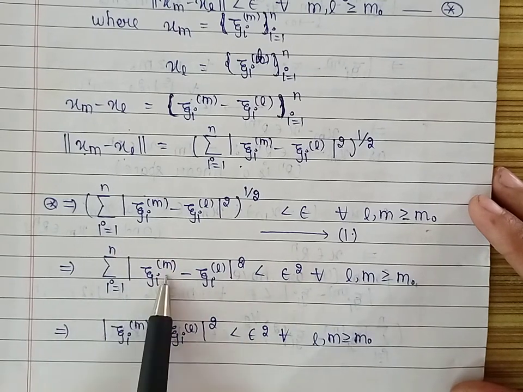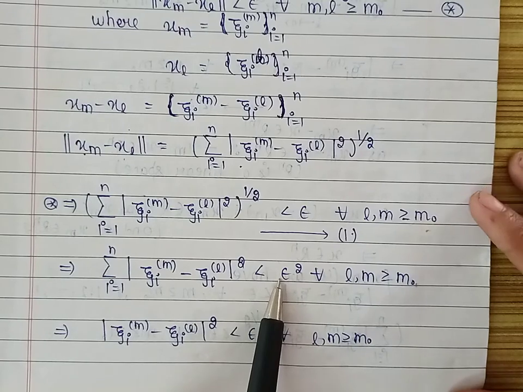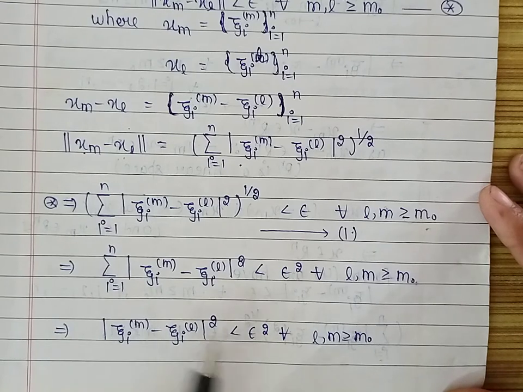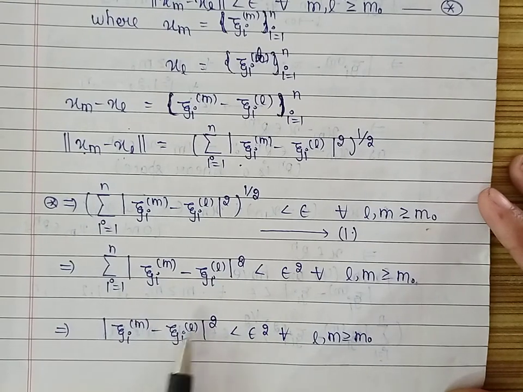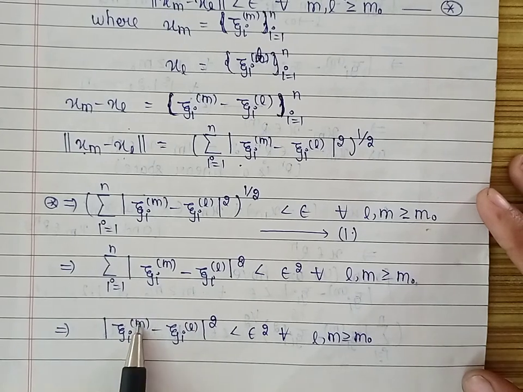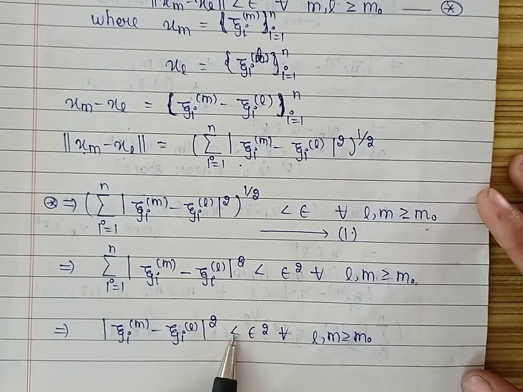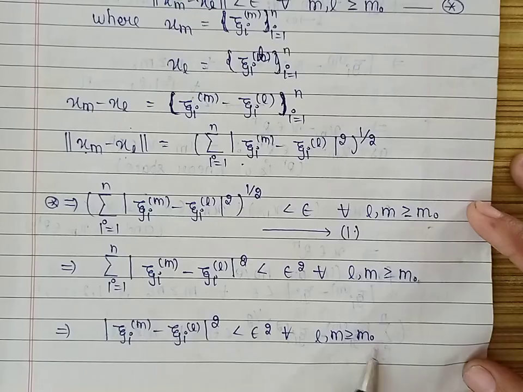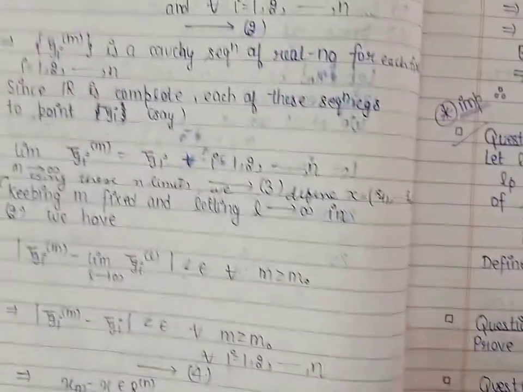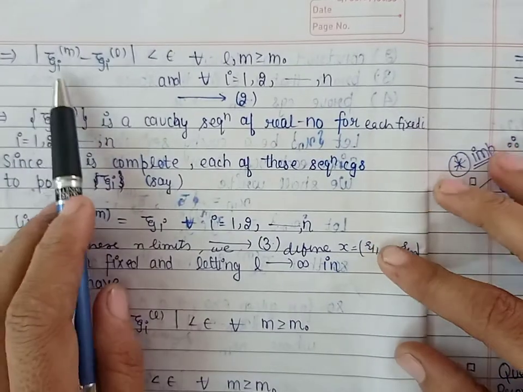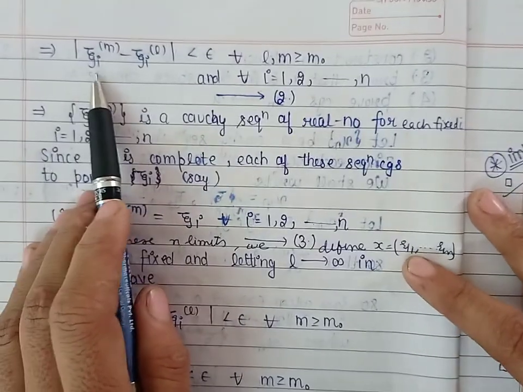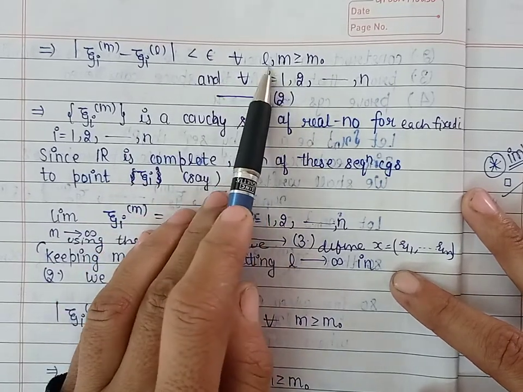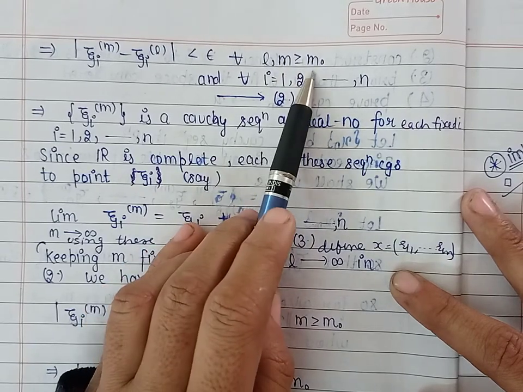Now because these are non-negative quantities and their sum is less than epsilon square, each of these quantities will be less than epsilon square. So from here we get the square of mod of x_im minus x_il is less than epsilon square for all l and m greater than or equal to m0. So from here we have obtained that mod of x_im minus x_il is less than epsilon for all m and l greater than or equal to the integer m0.